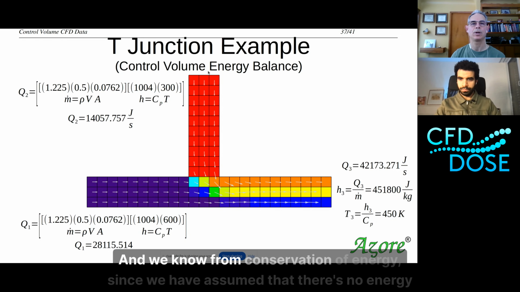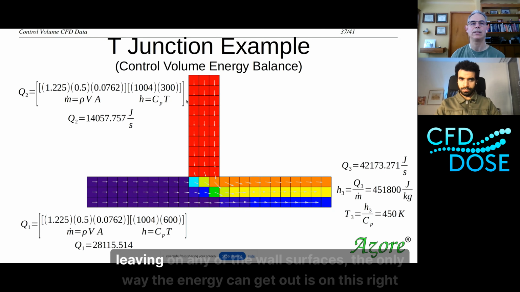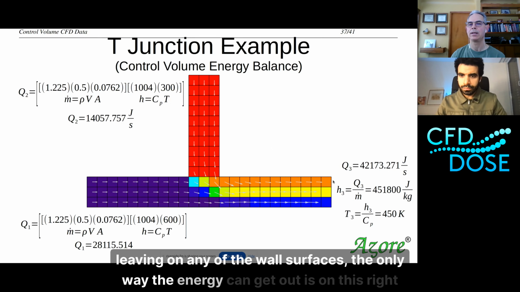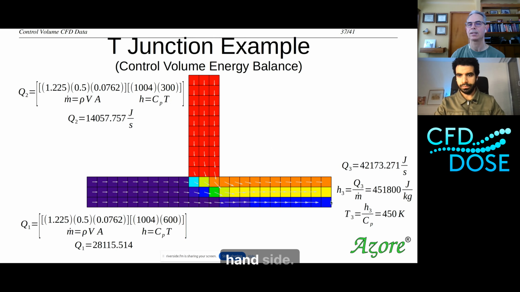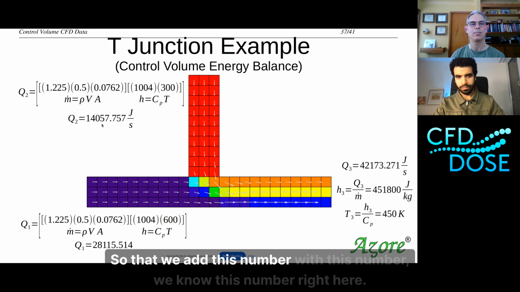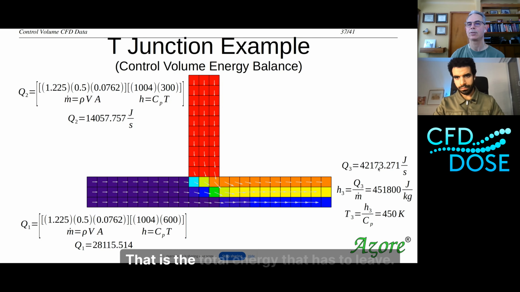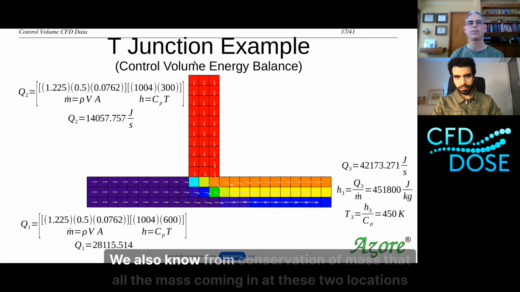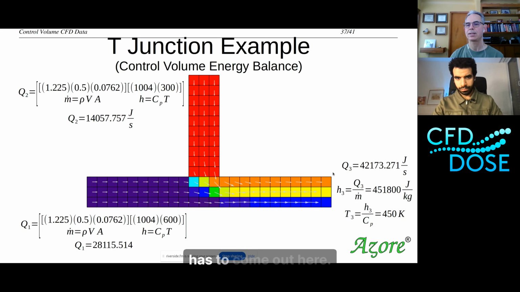And we know from conservation of energy, since we have assumed that there's no energy leaving on any of the wall surfaces, the only way the energy can get out is on this right-hand side. So we add this number with this number, and we know this number right here. That is the total energy that has to leave. We also know from conservation of mass that all of the mass coming in at these two locations has to come out here. And so we know the whole mass flow rate.